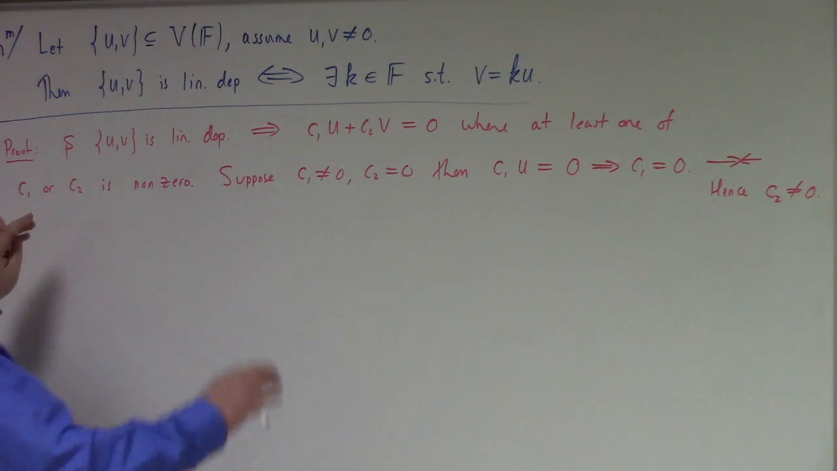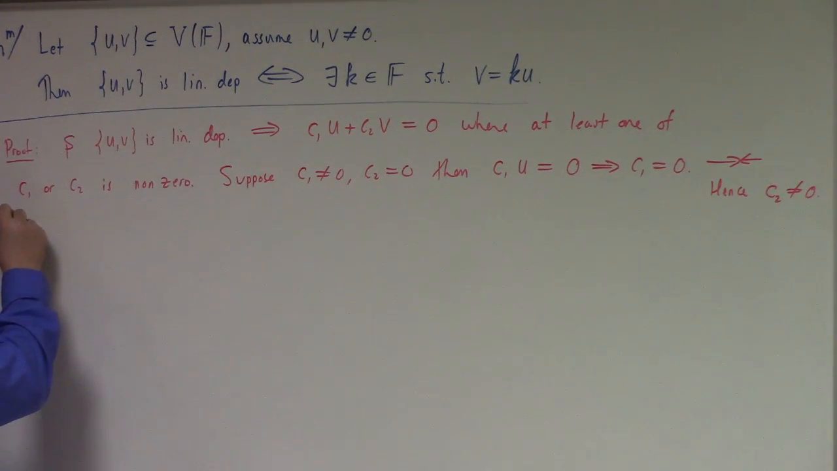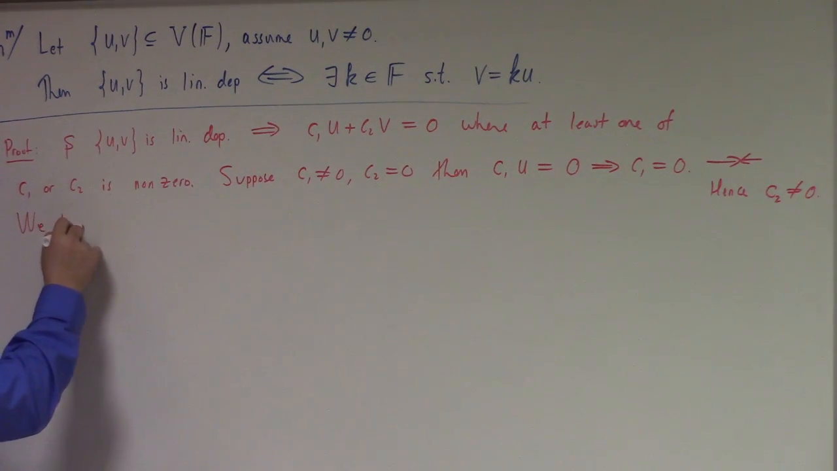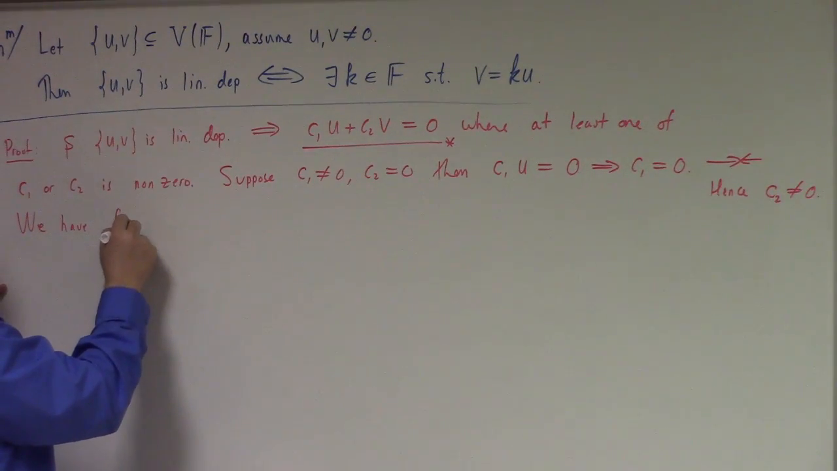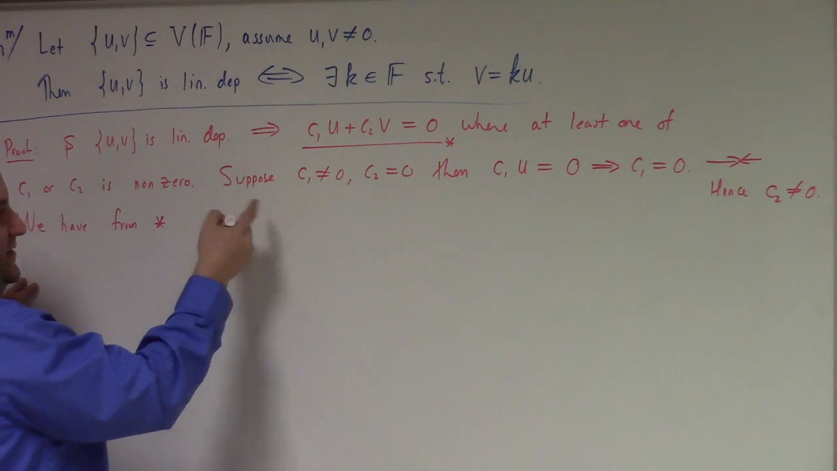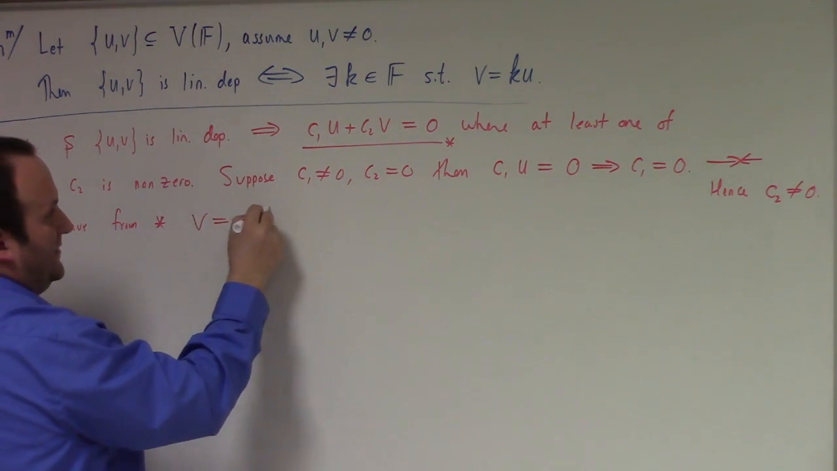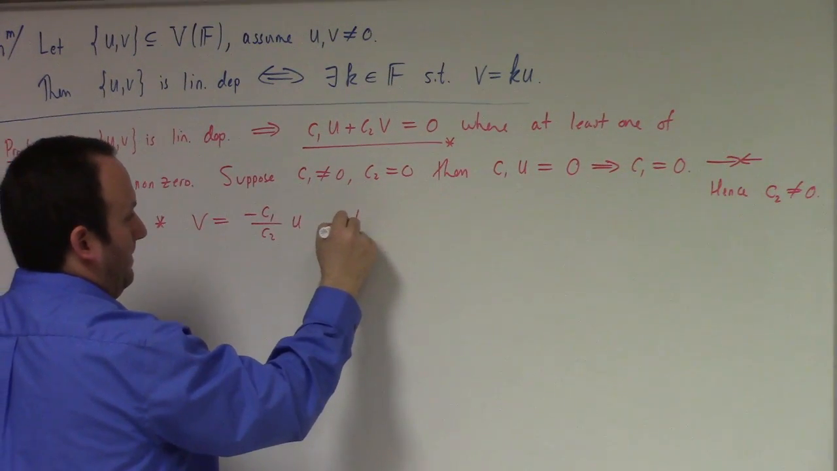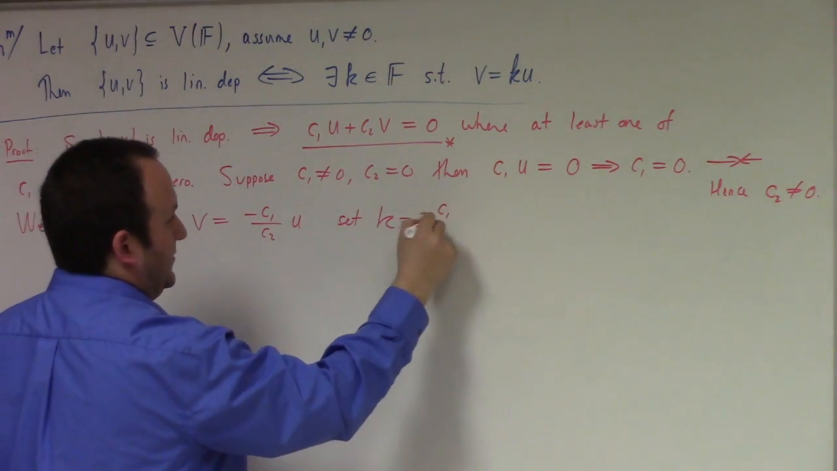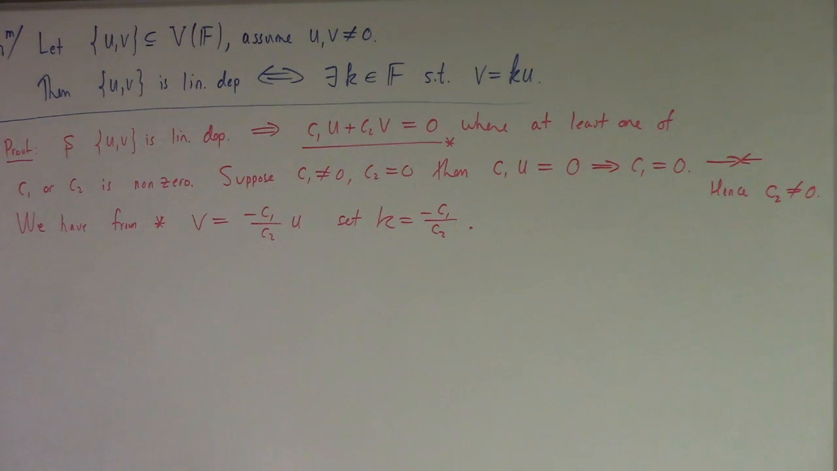I digress. So we have both constants are non-zero, right? Then what? So we can say, okay, so from this, from star, what do we get? I'm trying to solve for v, right? So solve for v. V is equal to minus C1 over C2 times u. So set k equal to minus C1 over C2. And we're done with that part of the proof.